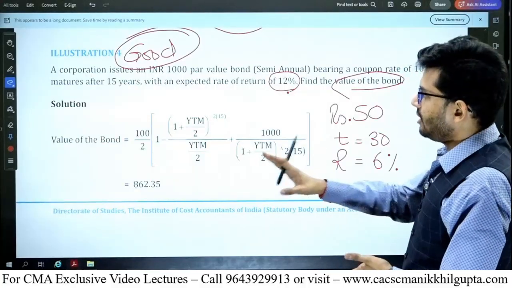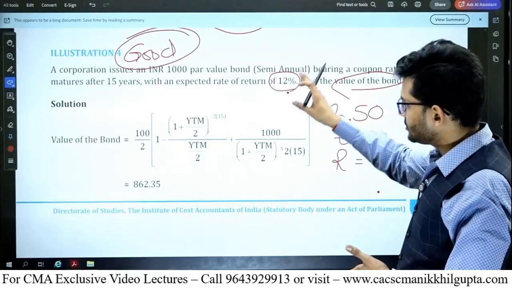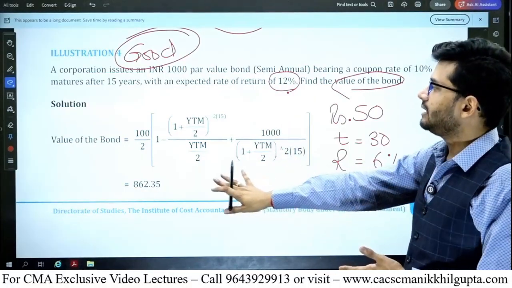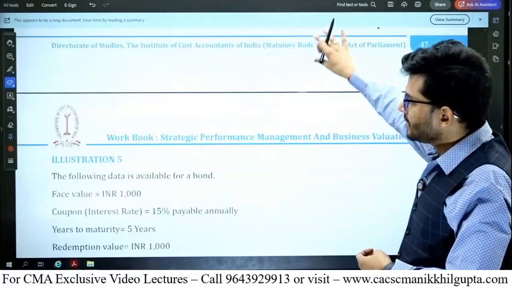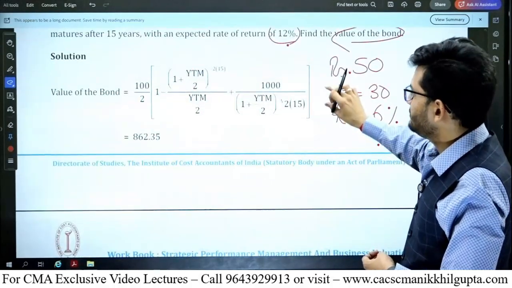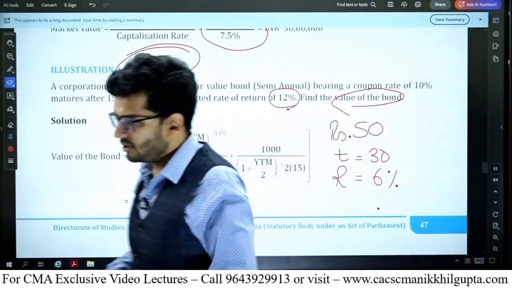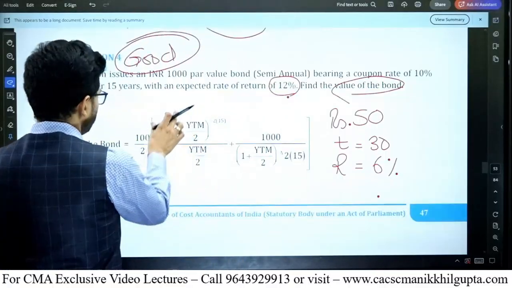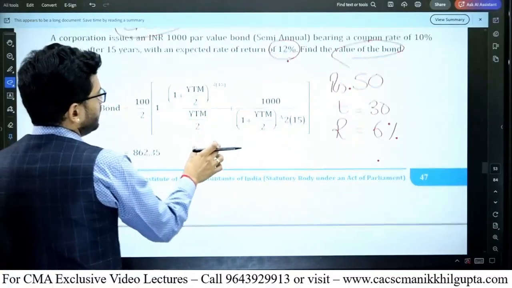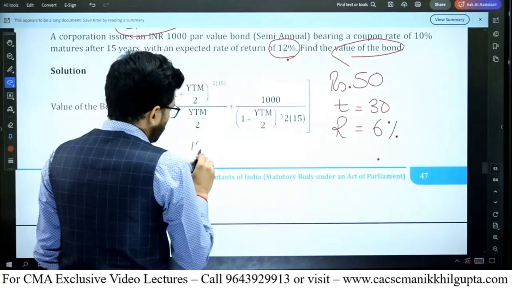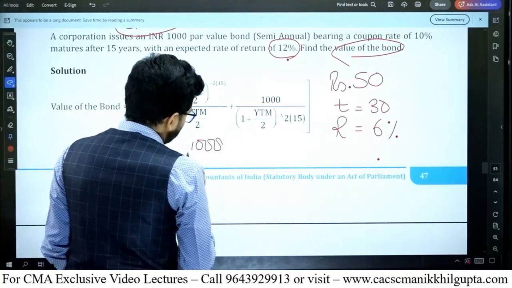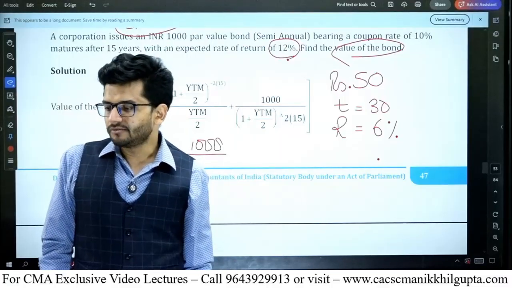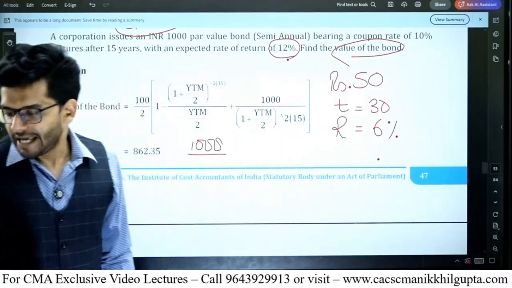Now the value of the bond is computed using this particular complex formula, but it's not that complex, guys. It's a very, very simple formula, and I'll tell you how to use it. Now forget about this complex formula. We have 2 cash flows. One cash flow is rupees 1,000 that we are going to get at the end of 30 periods.